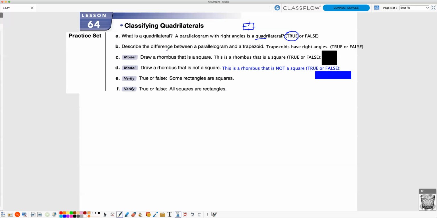How about this one? True or false? Describe the difference between a parallelogram and a trapezoid. Trapezoids have right angles. True or false?